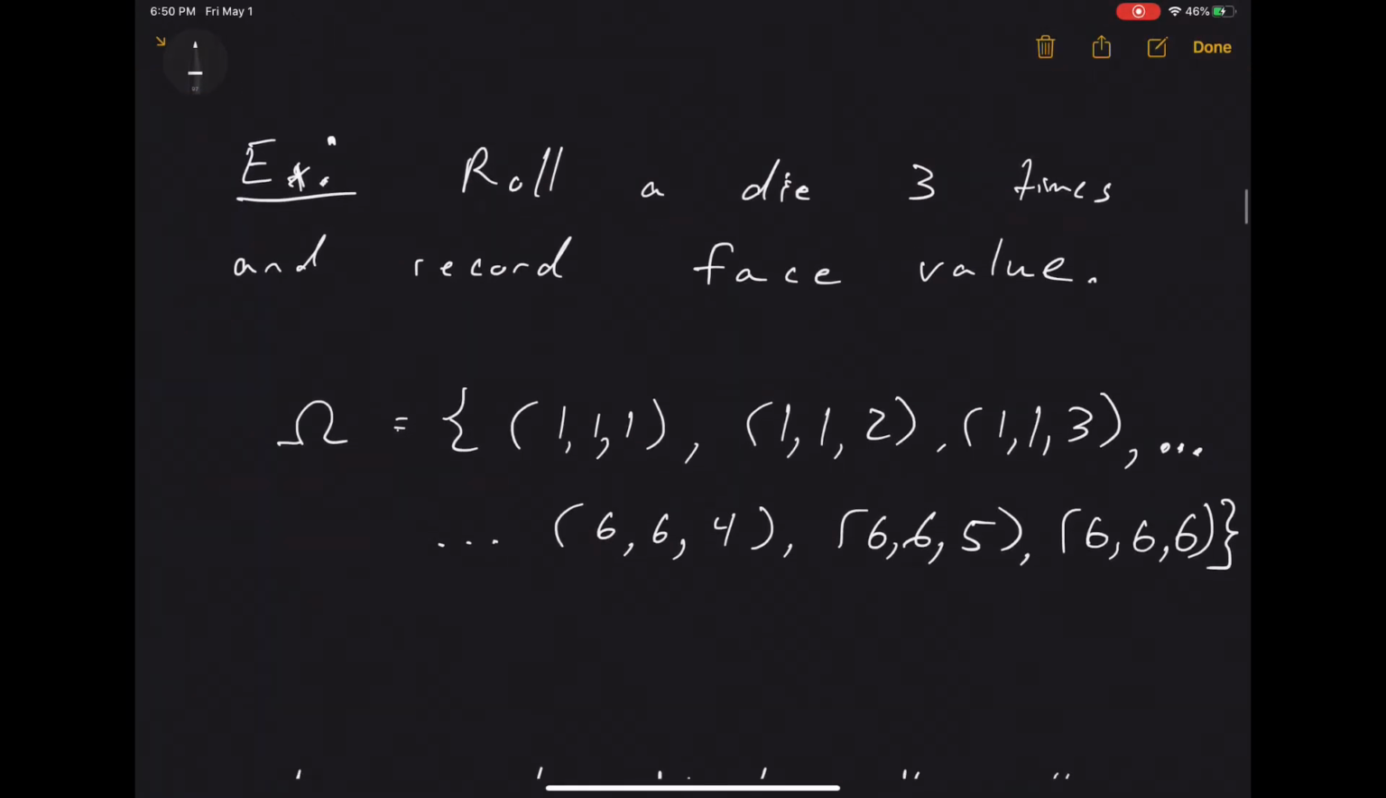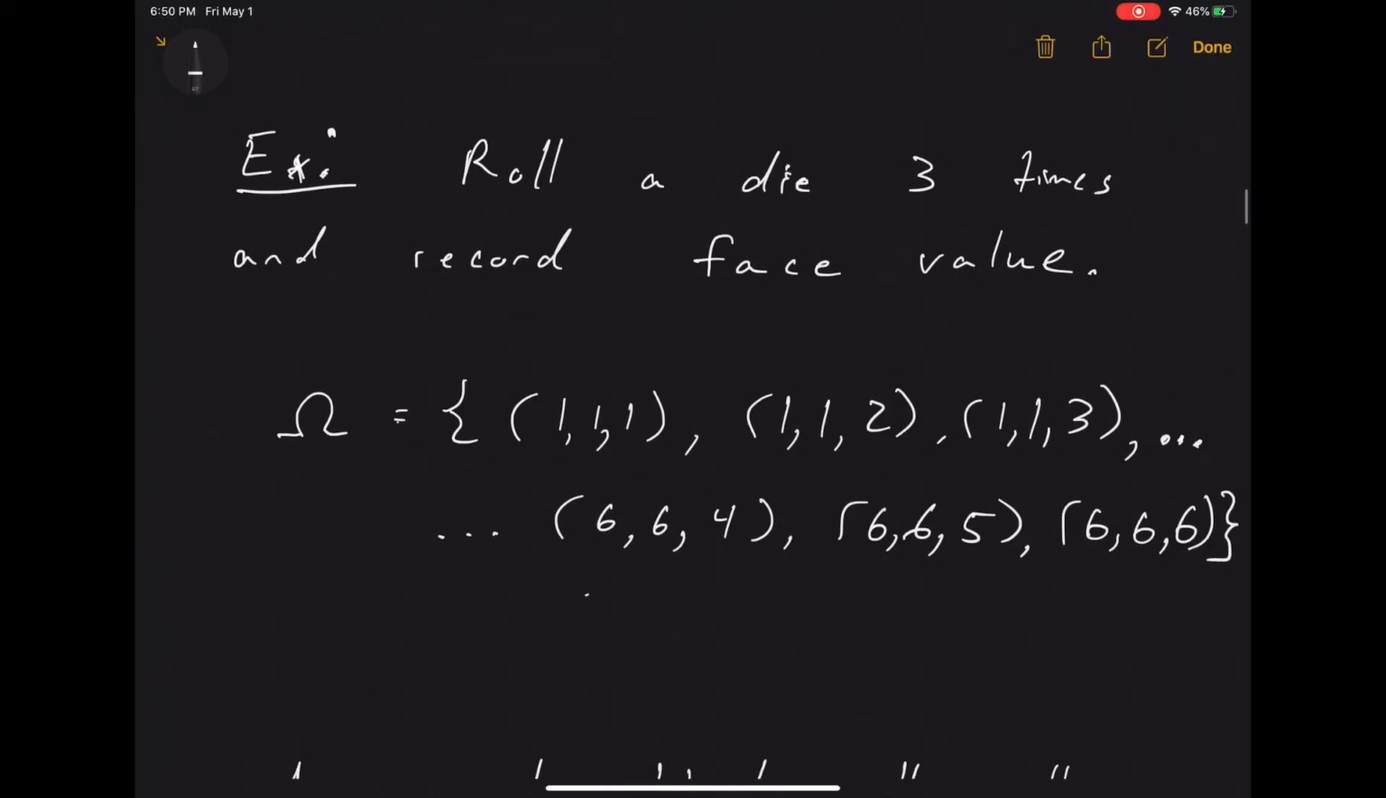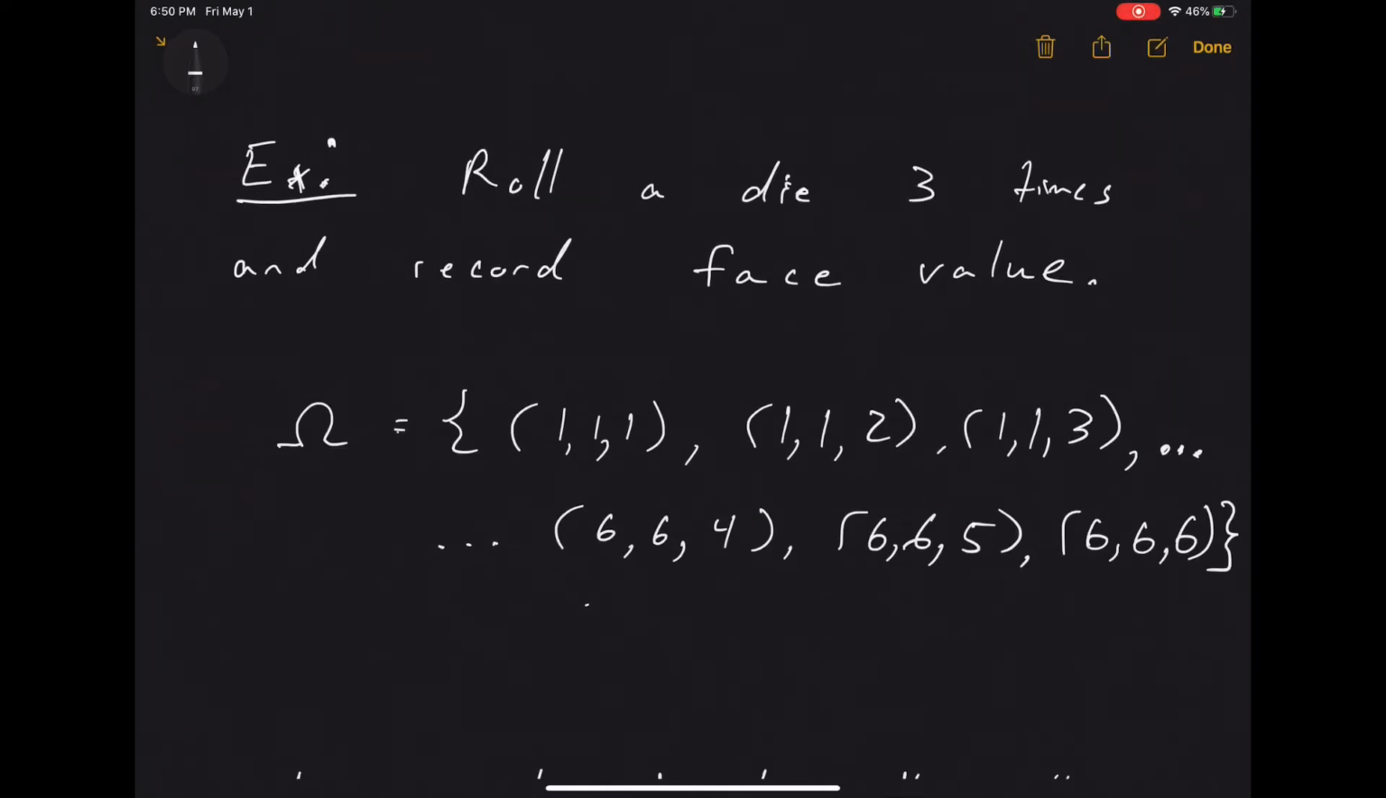So, for example, let's say I'm rolling a die 3 times and recording the face value of the die. Okay, so our omega, our set of all possible outcomes, would be all the possible face values of 3 rolls of a die. So maybe I roll my die 3 times, it's a 1 every time. I have the outcome 1, 1, 1. And then maybe it's 1, 1, 2, and so on. So my omega is just all the possible outcomes of my die rolls, all the way from 1, 1, 1 to 6, 6, 6.